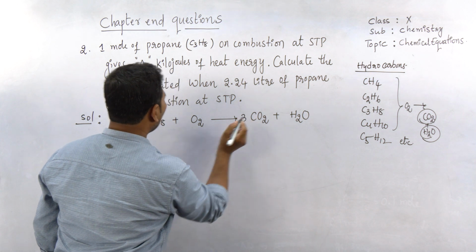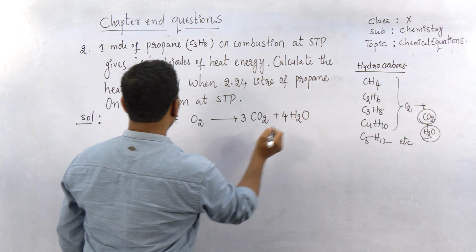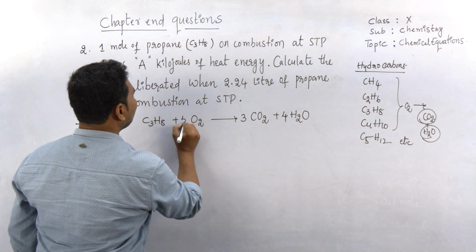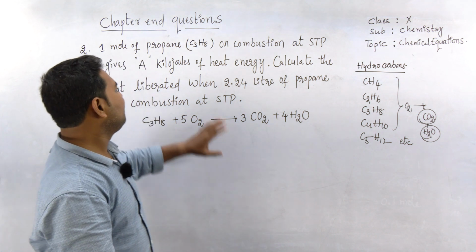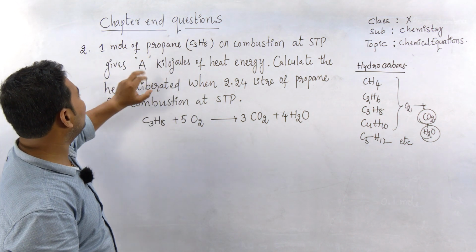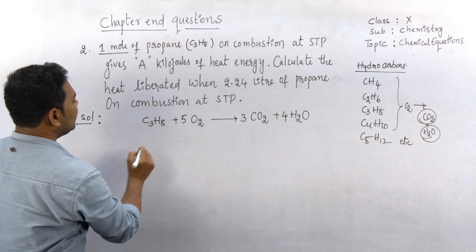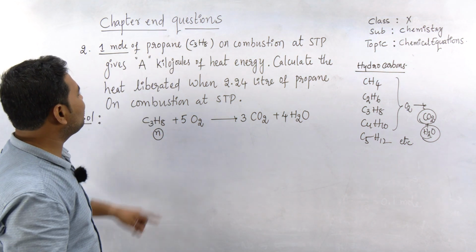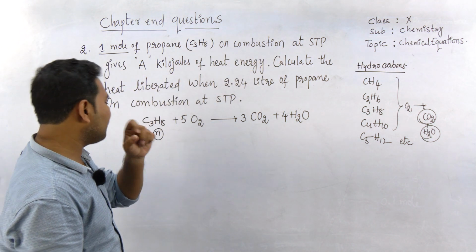I write 3 carbons, 3 CO2 molecules, 4 H2O, then 8 hydrogens, then 3 2s are 6 plus 4 is 10, so I write 5 O2 for 10 oxygens. This is a balanced chemical equation. Now what quantities are involved in the question? 1 mole propane is given. So number of moles of propane, n, is involved here. 1 mole propane on combustion at STP gives A kilojoules of heat energy.